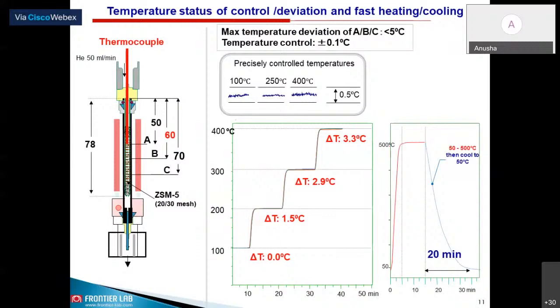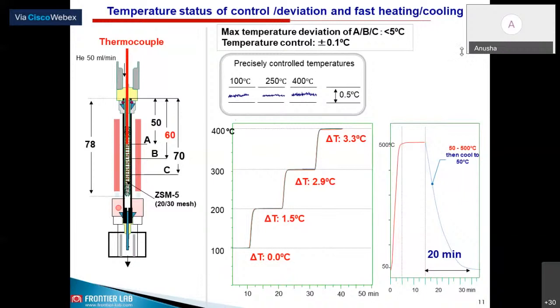As we always tell, rapid heating and cooling takes place. What do I mean by that? Here you can see the temperature control deviation and also the fast heating and cooling. The rapid heating of the reactor from 50 to 500 degrees is shown in the right side curve, the blue trace line, and also from 50 to 900 degrees, which is the red trace line, if I'm not wrong.